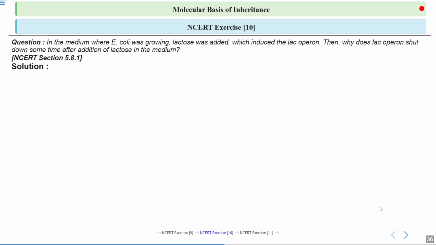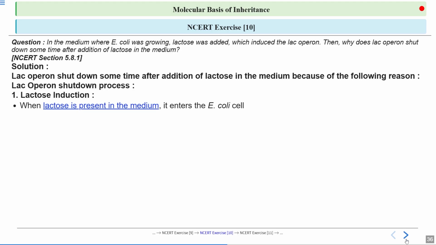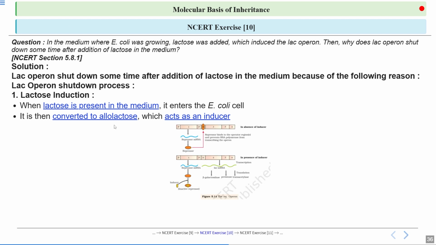Let's see the answer. The lac operon shuts down sometime after addition of lactose in the medium because of the following reason. We are going to see the sequential steps of what is going to happen. First, lactose induction. When lactose is present in the medium, it enters the E. coli cell. It is then converted to allolactose, which acts as an inducer. So when this lactose is present in the medium, it enters the E. coli cell, and this lactose gets converted to allolactose, which acts as an inducer.